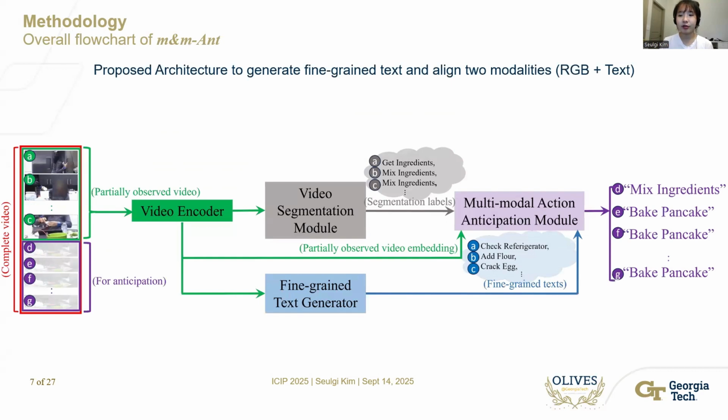This is the overall flowchart of our proposed architecture, M&M. The input is a partially observed video, which is encoded into feature representations. These features are then passed through two components, a video segmentation module and a fine-grained text generator, and finally aligned in a multimodal anticipation module that predicts future actions.